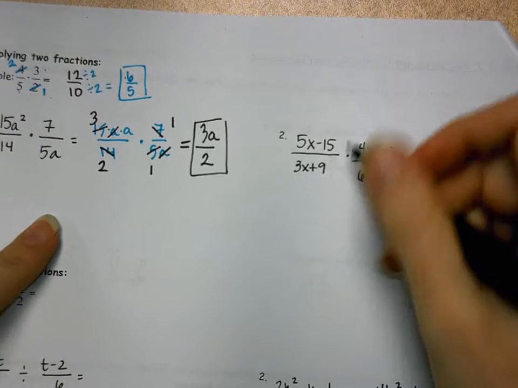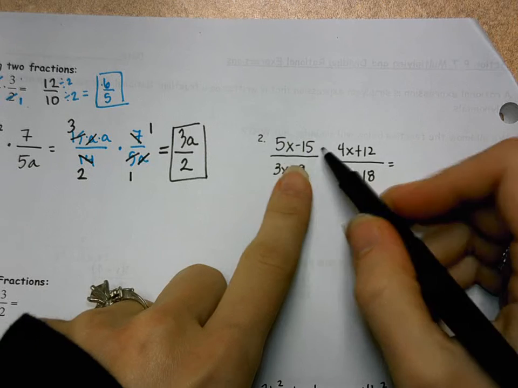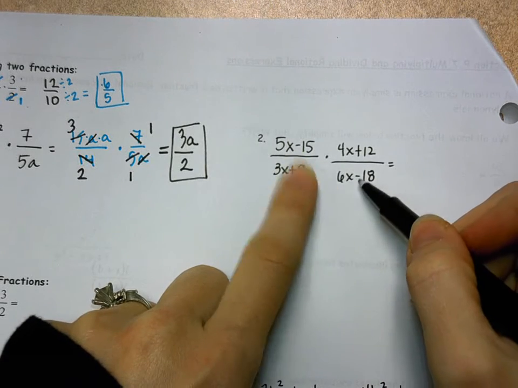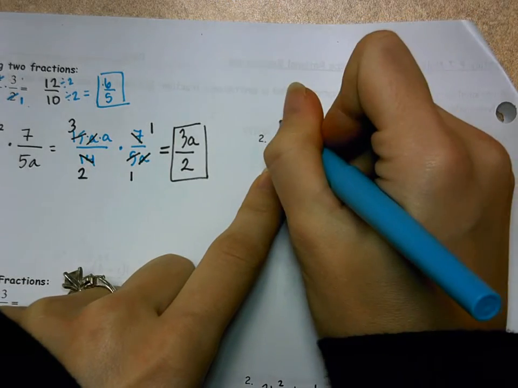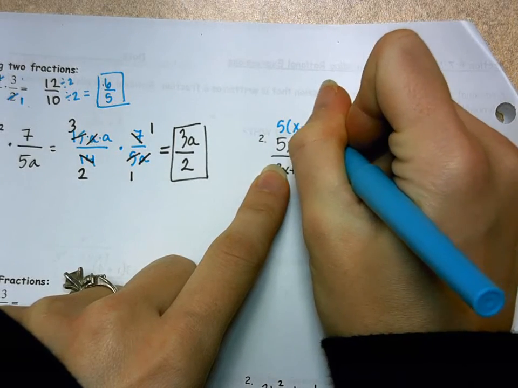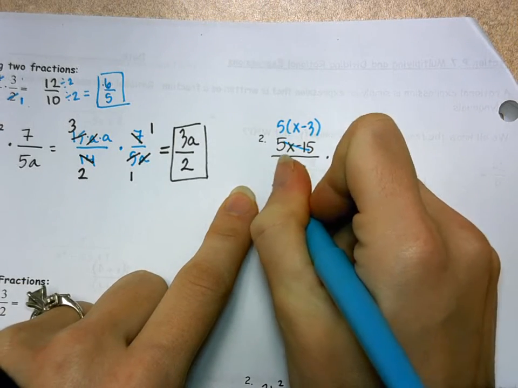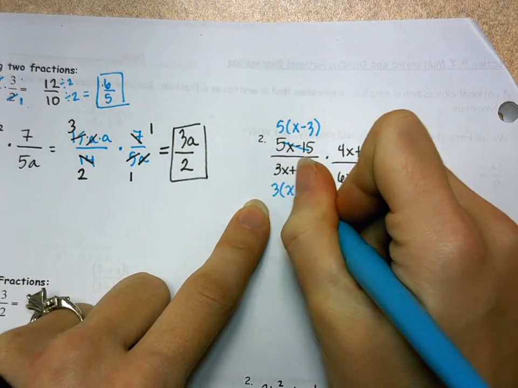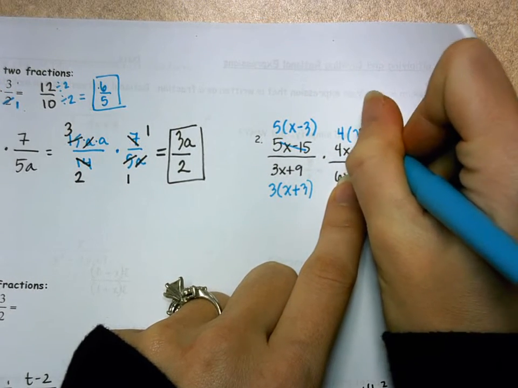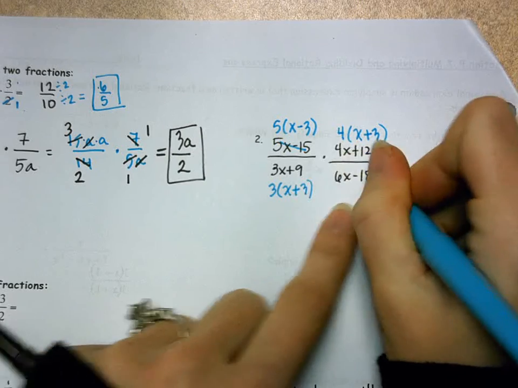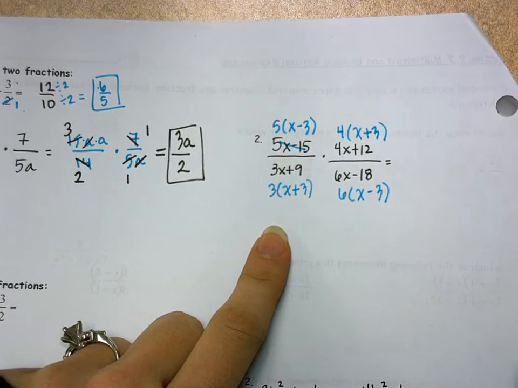Now looking at number 2, hopefully something is popping out to you. And hopefully the fact is that we need to factor these expressions before we can start simplifying. So looking at the 5x minus 15, I see a GCF of 5 I can take out. So I have 5 times quantity x minus 3. Looking at the 3x plus 9, there's a 3 I can take out. So I have 3 times quantity x plus 3. Looking at the 4x plus 12, there's a 4 I can divide out, leaving x plus 3. And finally, looking at the denominator, there's a 6 I can divide out, giving me a quantity x minus 3.